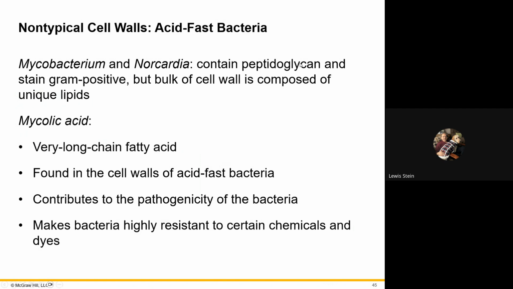Now, notice the difference. This is called mycobacteria. And nocardia is something we don't deal a lot with. So it contains peptidoglycan. These are gram-positive bacteria, but it's mostly lipids. It has a capsule. It's made of mycolic acid. It's a unique capsule. We have a couple of really famous ones. You'll even use one in the lab.